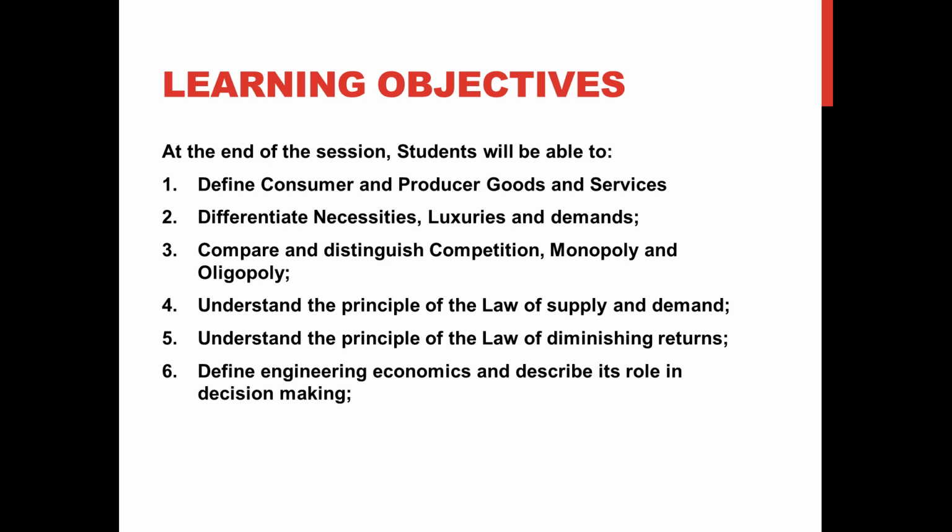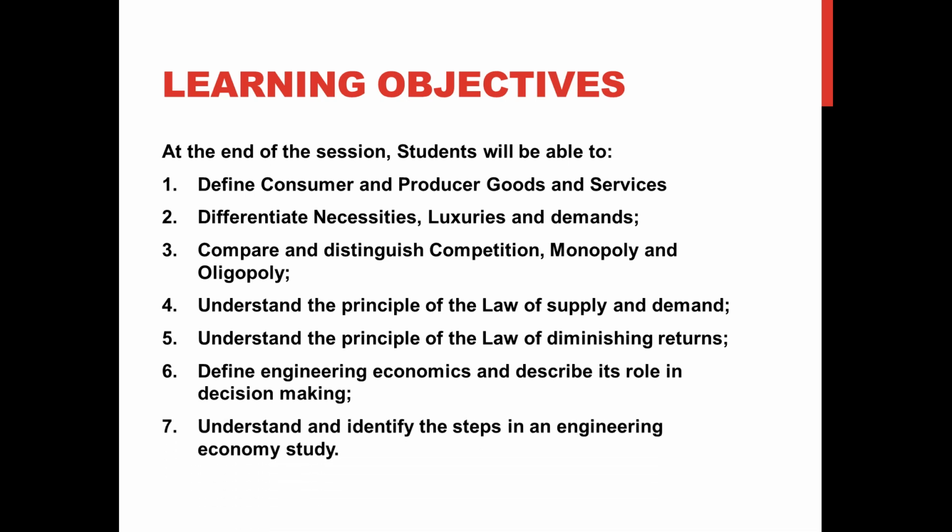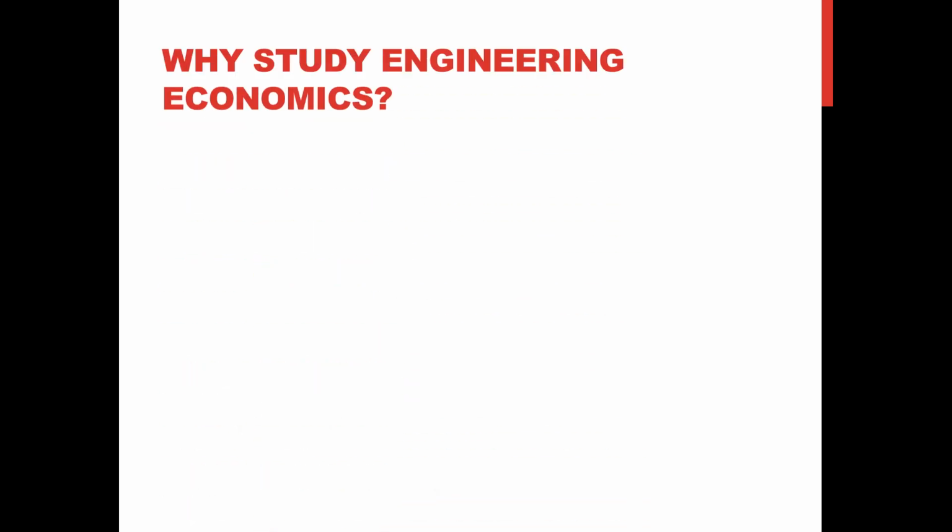And then this learning objective shall already highlight and advance learnings here, because 1 to 5 are just a sort of a review from what you have learned in terms of economics. So number 6, define engineering economics and describe its role in decision making. And then the last learning objective would be understand and identify the steps in an engineering economy study.